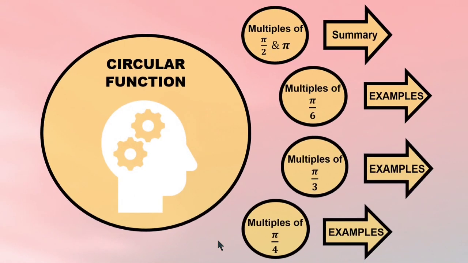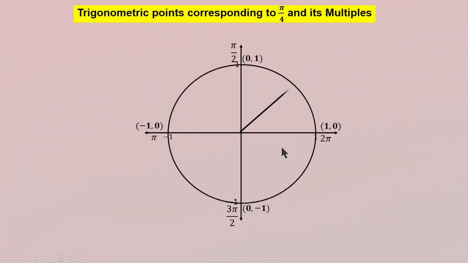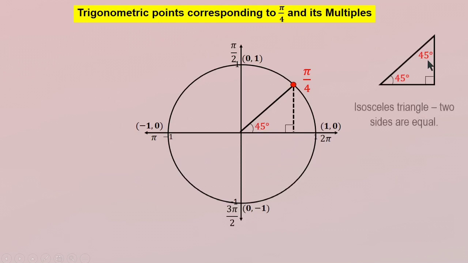The last type of special real numbers is pi over 4. Pi over 4 is equal to 45 degrees. To determine its coordinates, we draw a straight line to form a right triangle. This angle also measures 45 degrees. We have an isosceles triangle where the two sides are equal. So x and y are equal.